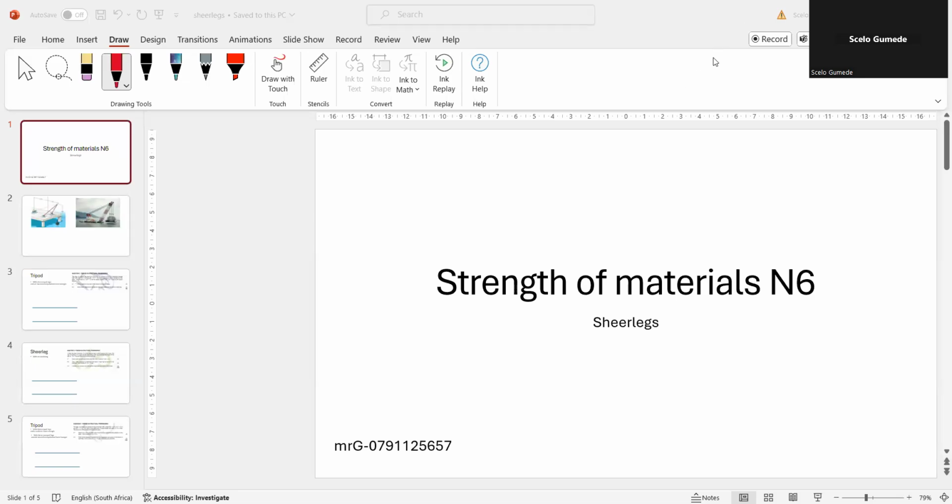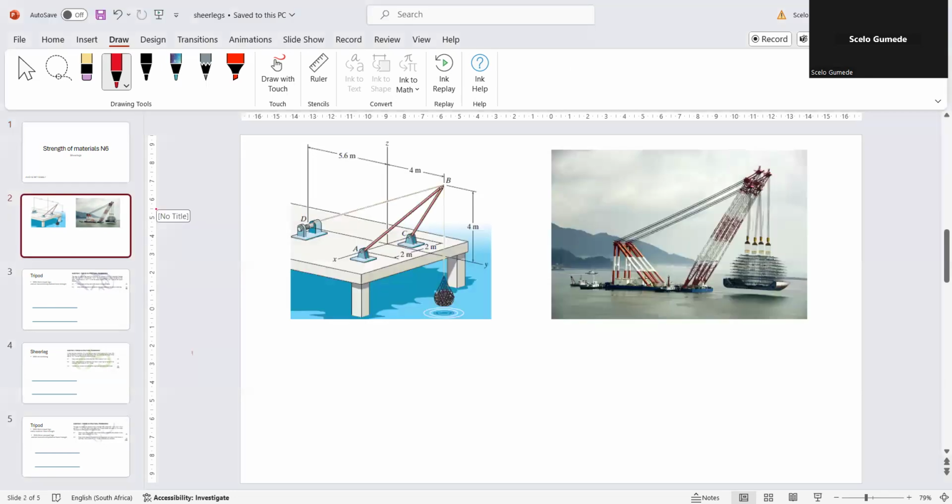All right, let's look at forces in structural frameworks. What are the frameworks that we are talking about? We are talking about the cranes, and there are different types of cranes. We are going to look at shear legs and tripods, and there's also something called a derrick crane, and I'm not sure if you're going to have enough time to cover it.